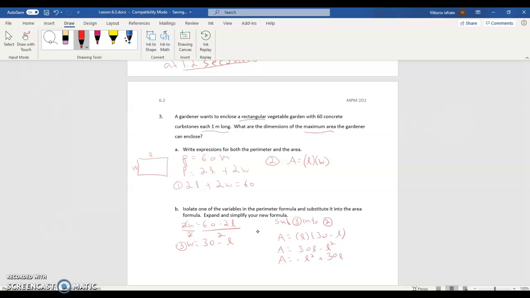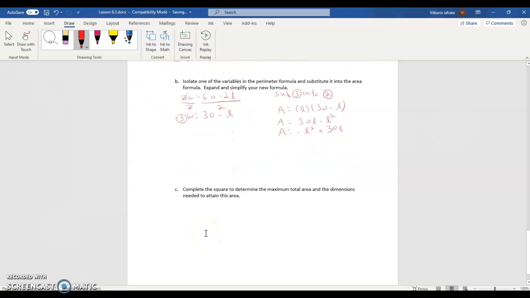And so let's see what our next question is. Our next step is complete the square to determine the maximum total area and the dimensions needed to attain this area. So in other words, we need to find our vertex. We don't need to factor now. We can just use this here to find the vertex to give us our maximum area for the maximum length that's provided there.